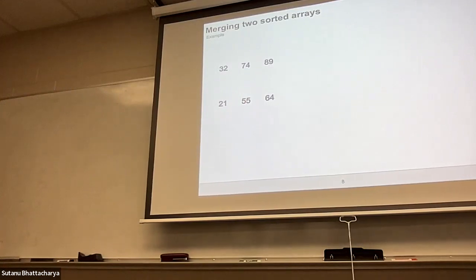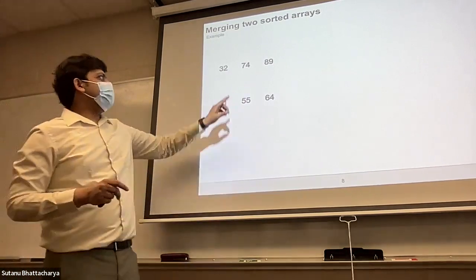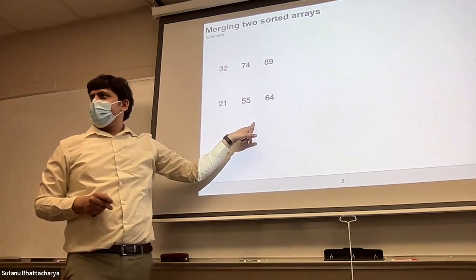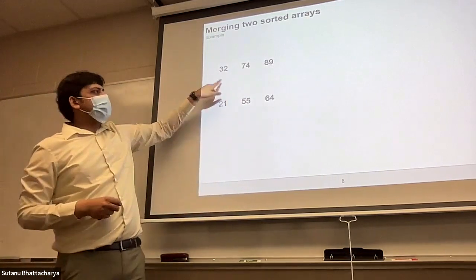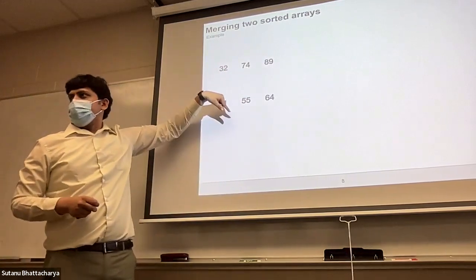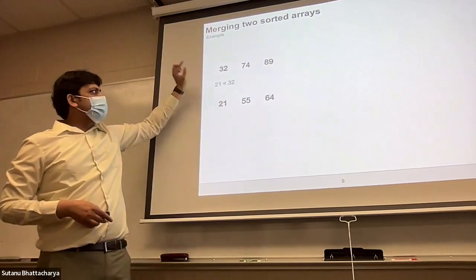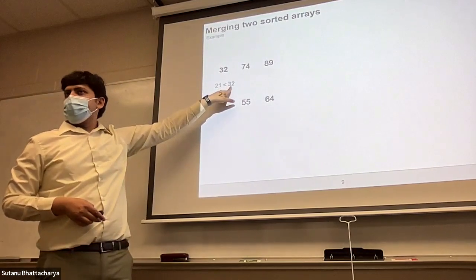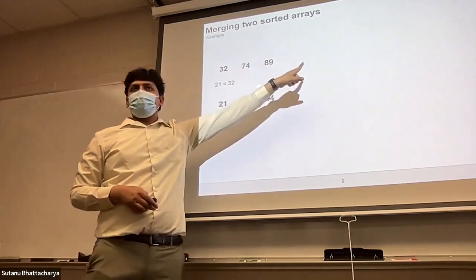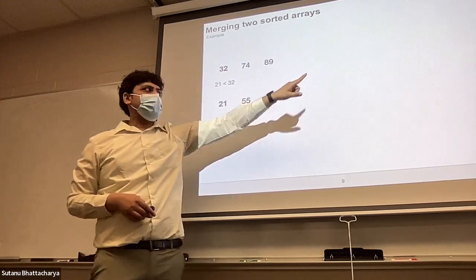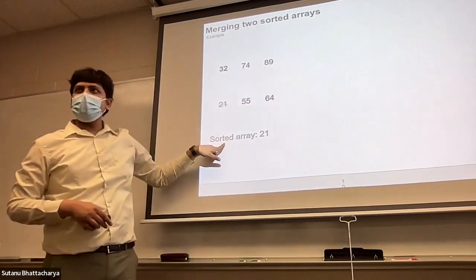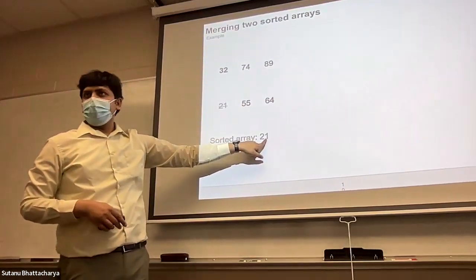Compare the lowest numbers, and whichever one is the lowest goes first. Right. So these are sorted, these are sorted. First you will compare the heads of those two arrays. So compare 32 with 21. 21 is smaller than 32, so 21 will move to your resulting array. This is your resulting array, 21 moved here.